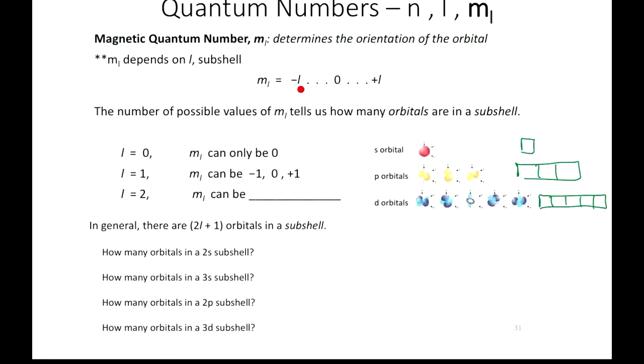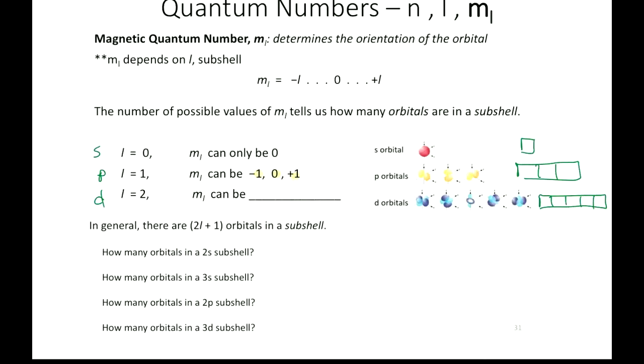If we follow this rule, the possible ML values are the integers between negative L and positive L. If L is 0, ML can only be 0. Since there's only one combination, that means there's only one box. But then if we go to L equals 1, which is a p orbital, the first one's s, p, and then we'll do d. If we have an L of 1, ML can be negative 1, 0, and positive 1. That's a total of 3 different orientations, so that's why there are 3 boxes.